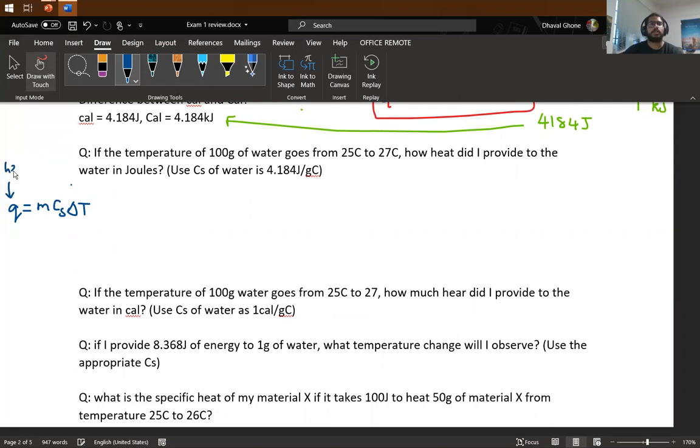Q means the heat transfer which took place, how much heat was transferred. M stands for mass. Cs stands for specific heat.